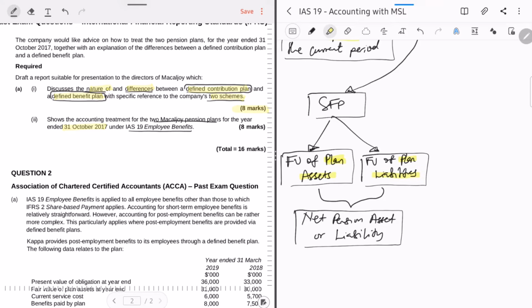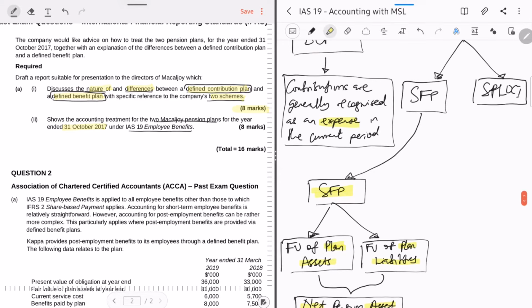Then you net them off to show a net pension asset, so a net asset or a net liability, depending on which one is larger. So if your plan assets are bigger than your plan liabilities, then you have what? A net pension asset. If your plan liabilities are bigger than your plan assets, then you have what? A net pension liability. So this would be what the balance sheet, the statement of financial position.